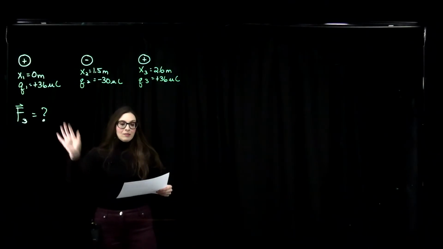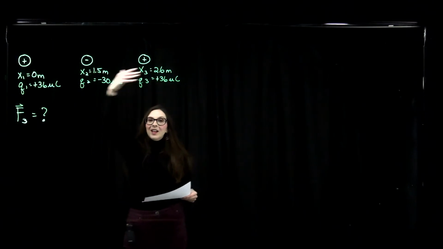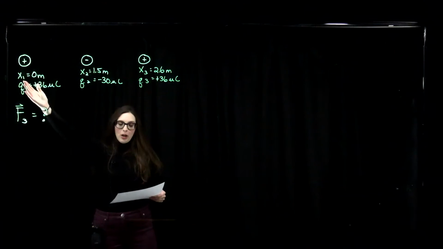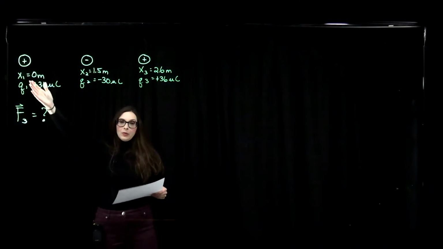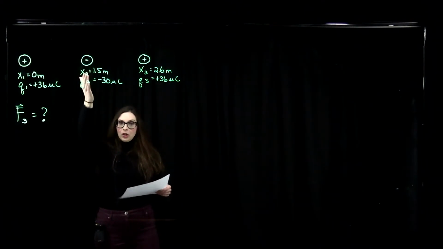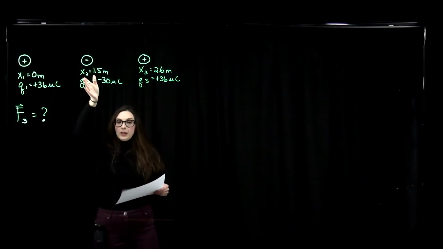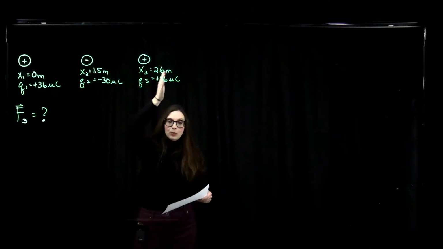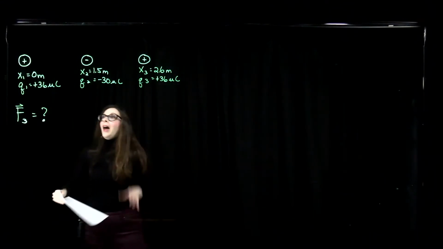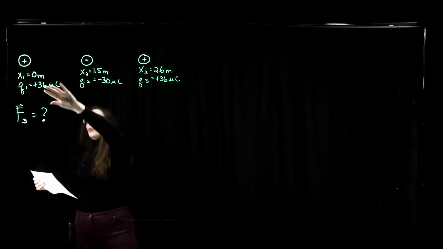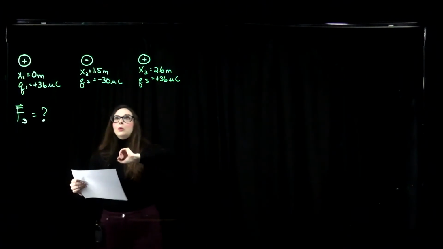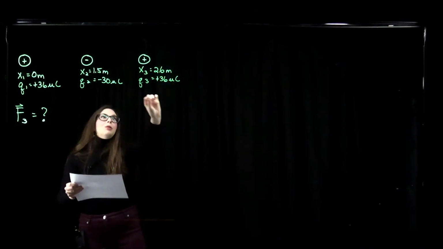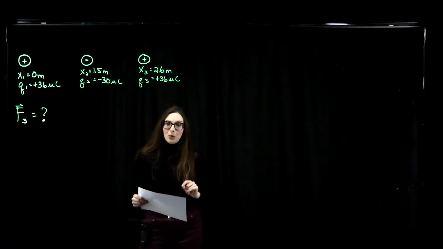Suppose we have three charges lined up on the x-axis. Our first charge is at a position of x equals 0. Our second charge is at a position of x equals 1.5 meters. Our third charge is at a position of x equals 2.6 meters. And they have charges of Q1, 36 microcoulombs, Q2, minus 30 microcoulombs, and Q3, 36 microcoulombs.